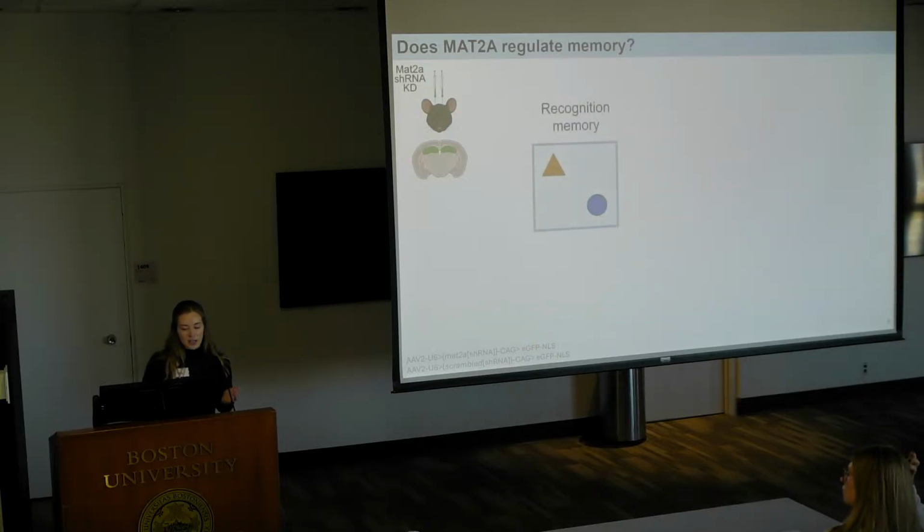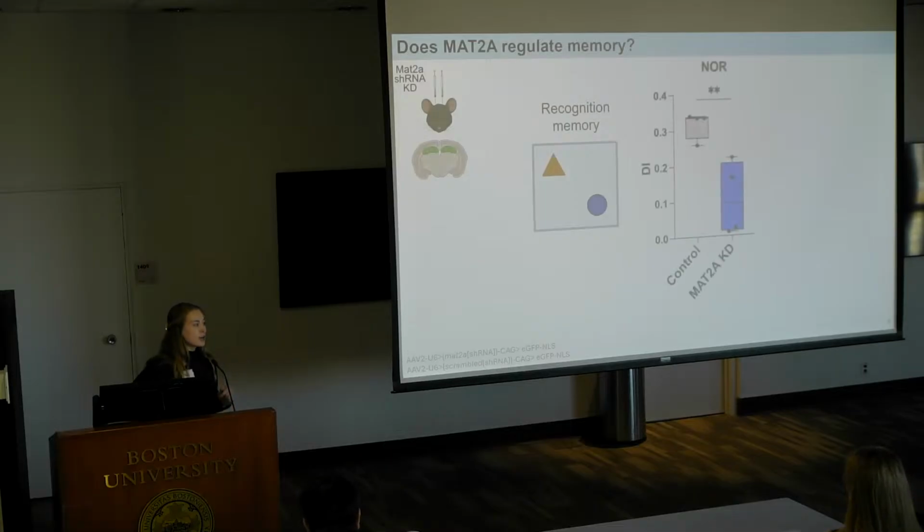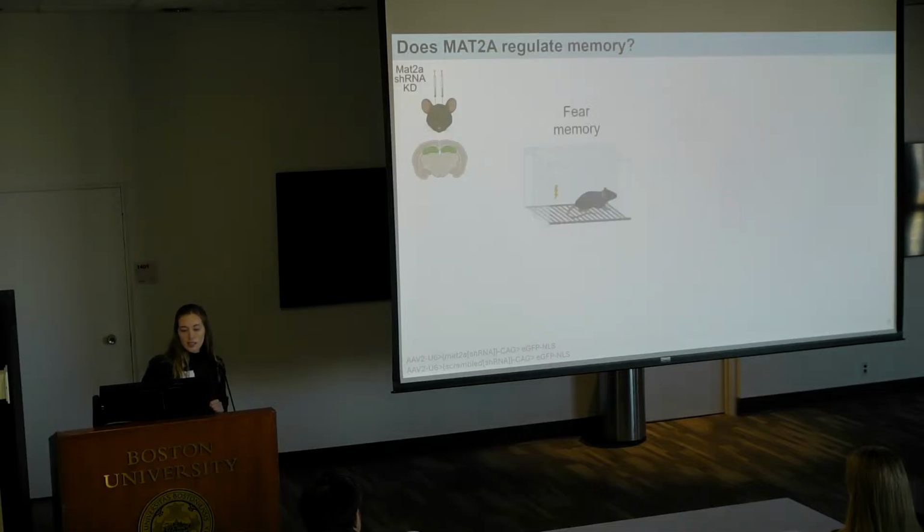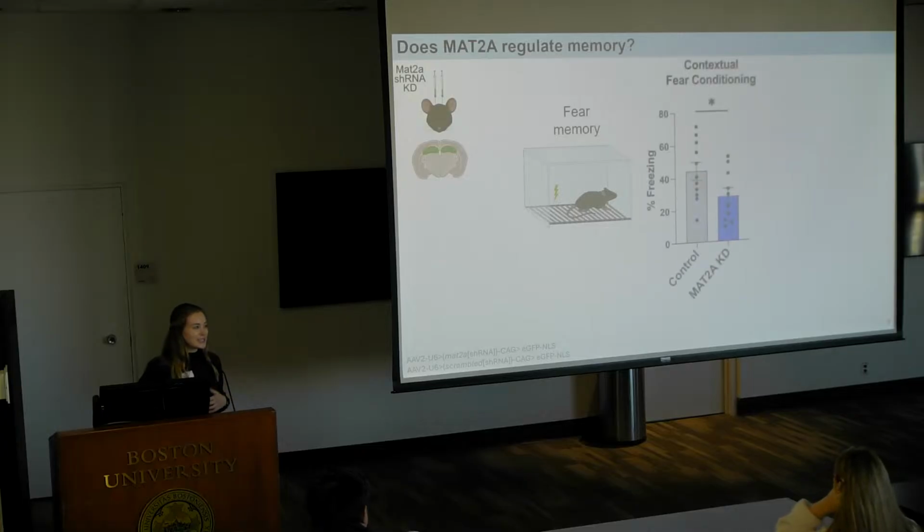When we looked at the memory readouts, we tested for recognition memory using novel object recognition, and we did see a really significant deficit in our knockdown animals compared to controls. We also put them through contextual fear conditioning, where they get a foot shock in a certain context. You put them back in the box and test their freezing behavior. If they remember they got a foot shock there, they will freeze more. And we did see a deficit in our knockdown animals as well.